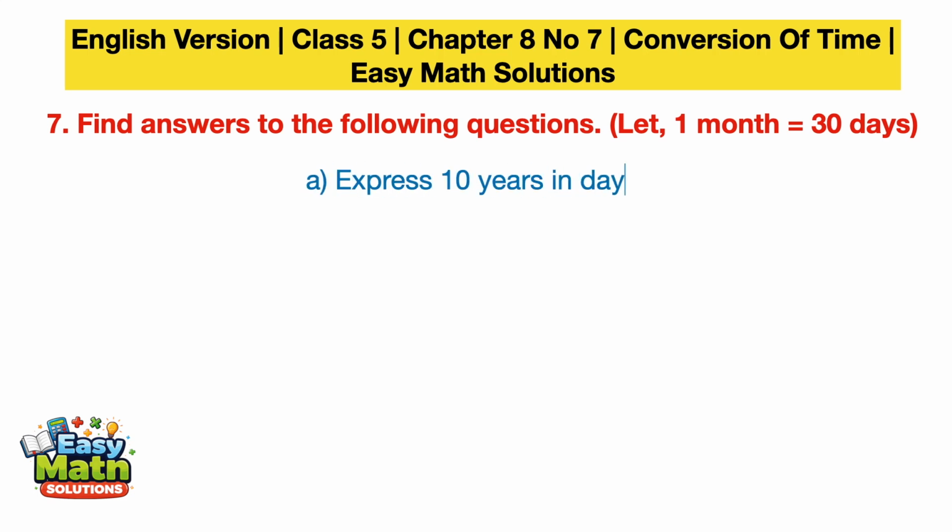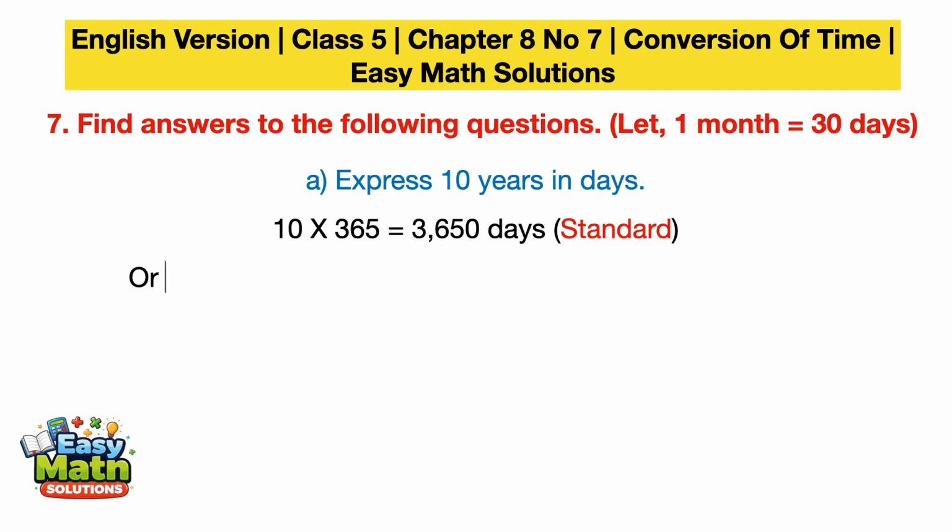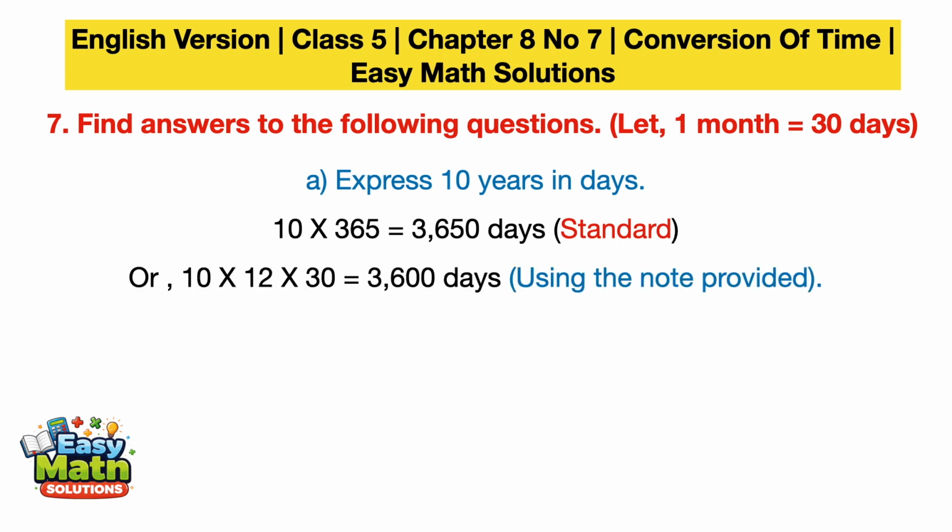Then express 10 years in days. 10 years 365 days equal to 3650 days. Or also you can do this: 10 years into 12 months into 30 days equal to 3600 days.